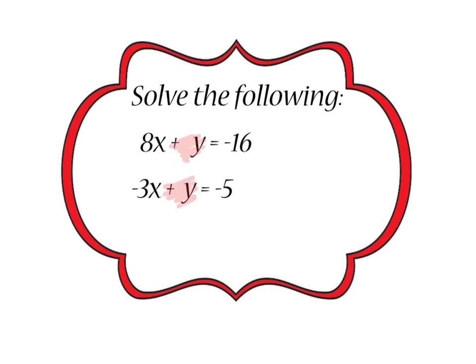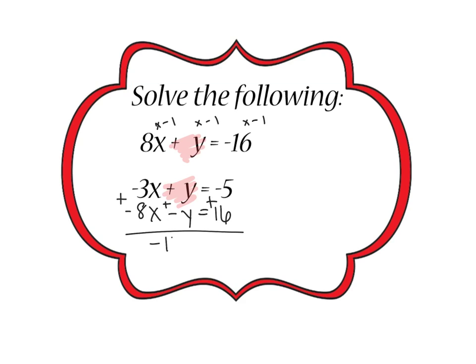This problem is really similar to the last one. So if I look, I have a +1y and a +1y. So again, if I were to multiply this top equation all by -1, it's just going to flip all the signs. So I would have -8x minus y equals 16. And now I have a +y and a -y. So when I add, those will cancel out.